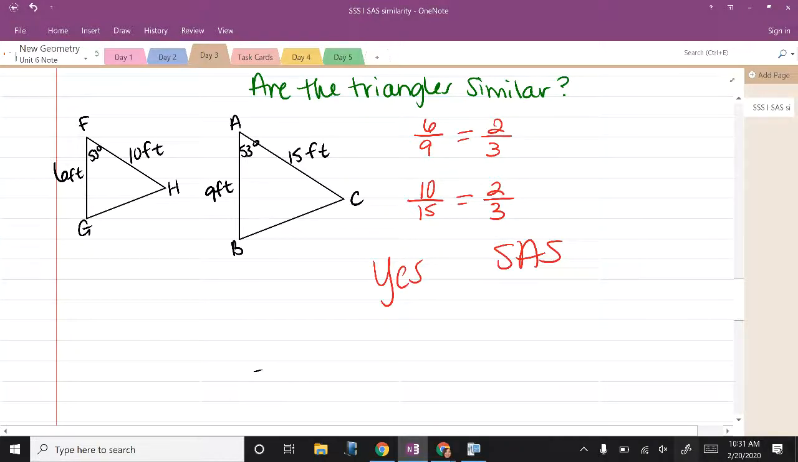Okay, does that make sense? So you just have to check two sides to see if they are the same ratio, if they reduce down to the same fraction. And if the angles between them are congruent, then you can say, yes, they're similar by side angle side. That makes sense? So you've got to check proportions. You've got to make sure they're equal ratios.